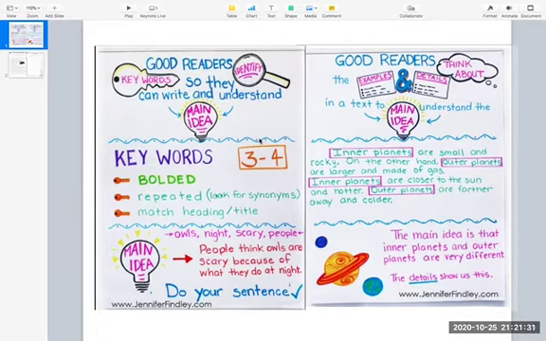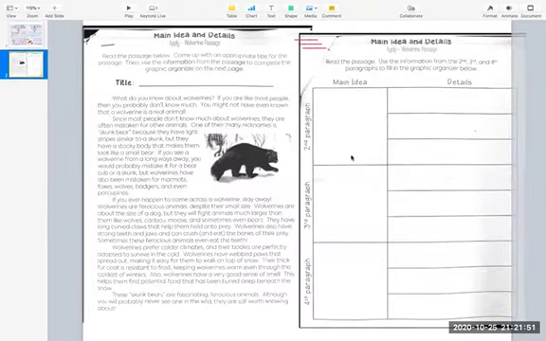So then good readers also think about the examples and the details in the text to understand the main idea. Again, it's not written for you in the paragraph. You have to think about what the paragraph is giving you and how it all works together and what the main idea may be. So let's look at our text.